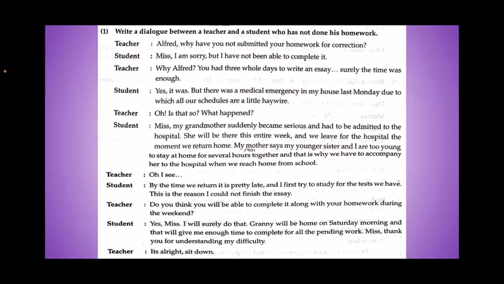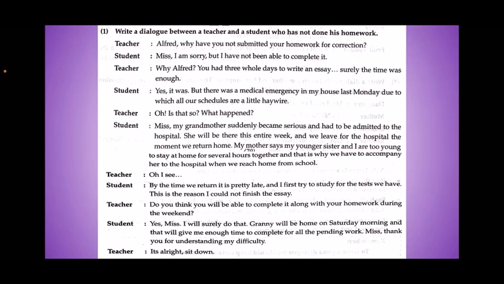Let us look at this example. Write a dialogue between a teacher and a student who has not done his homework. Teacher. After the teacher, we see that we have used the punctuation mark. Okay. Colon. Alfred, comma, why have you not submitted your homework for correction? Student. Miss, I am sorry, but I have not been able to complete it. Teacher. Why, Alfred, you had 3 whole days to write an essay. Surely the time was enough. Student. Yes, it was. But there was a medical emergency in my house last Monday, due to which all our schedules are a little haywire.